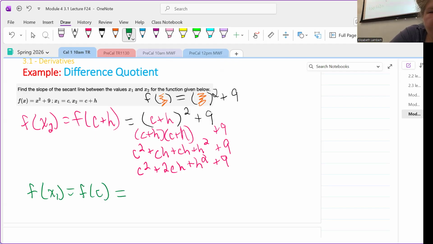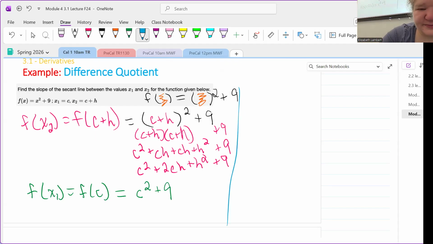So we also want f of x1. x1 is c here, so this is f of c. Function says do input squared, so we're going to have c squared plus 9. Now I'm going to go back to my slope formula.